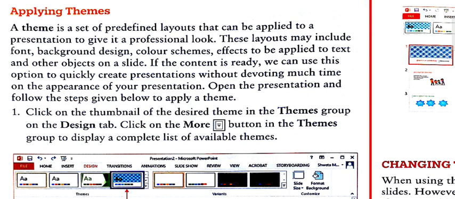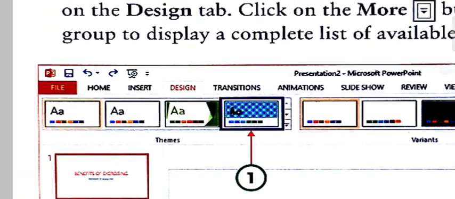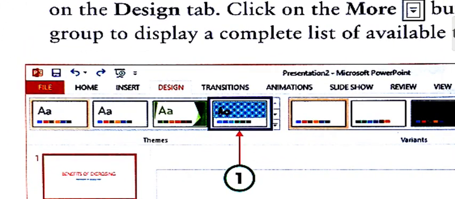If the content is ready, we can use this option to quickly create a presentation without devoting much time to the appearance of your presentation. That means we can easily use these predefined themes, and we can easily create the PowerPoint presentation in quick time by using these themes. Here you can see the different types of themes. You can choose as per your choice or as per your requirement.